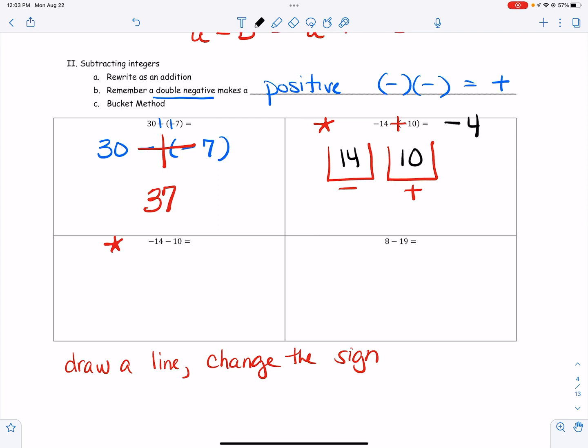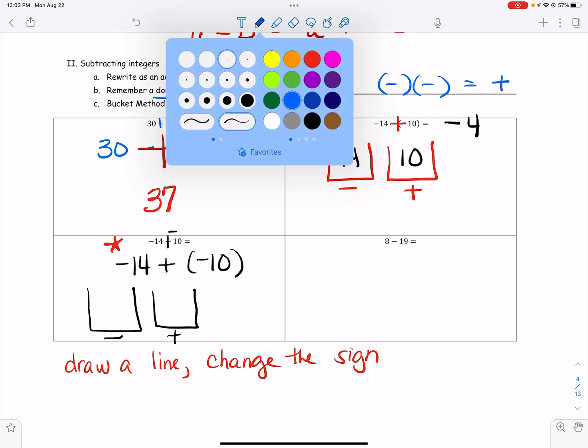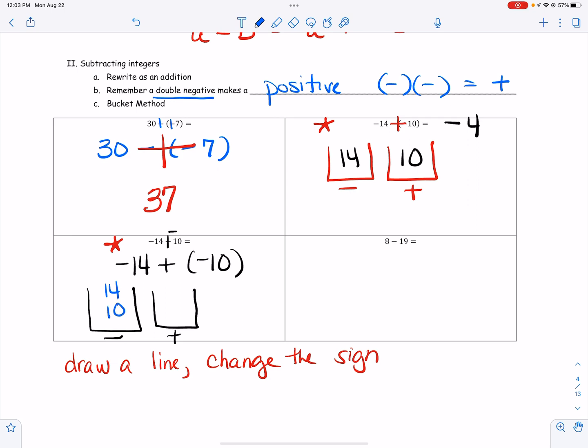Now on this one, you are going to draw a line and change the sign. So this becomes negative 14 plus negative 10. I'm just putting the parentheses there to separate the negative sign. And so now I've got everything in the negative bucket. So surely if I've got everything in the negative bucket, my answer is going to be negative. And when they're in the same bucket, I have to sum. So that is equal to negative 24. Two very similar problems that give you two very different answers, okay?